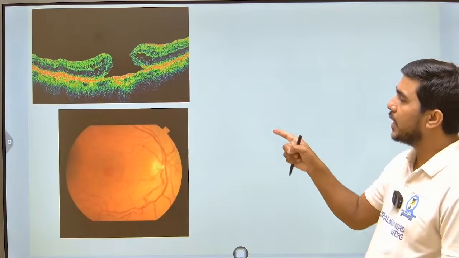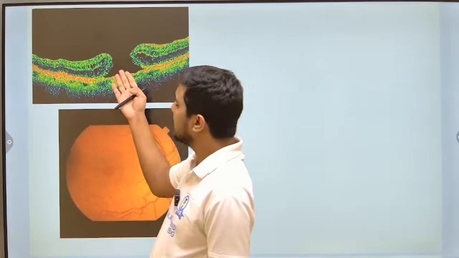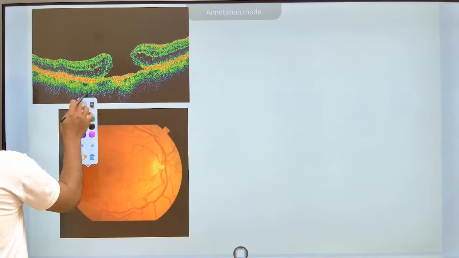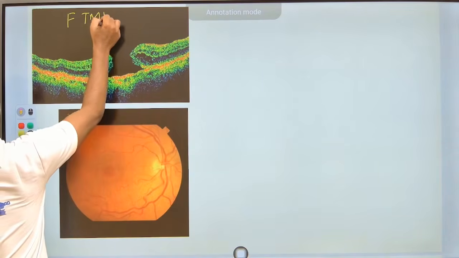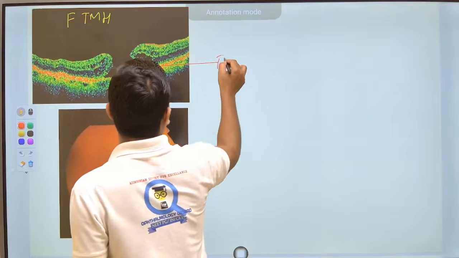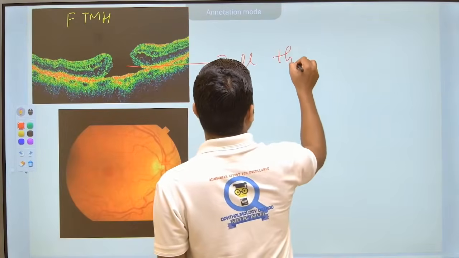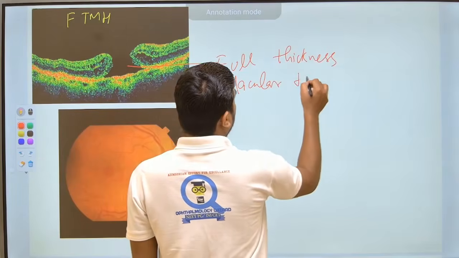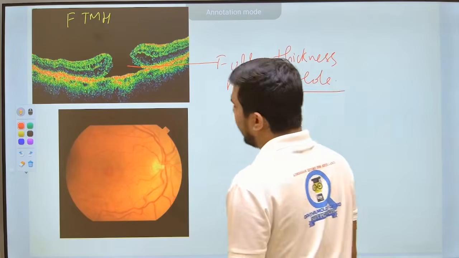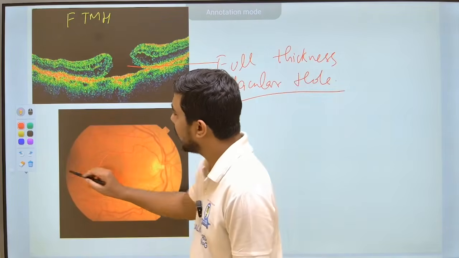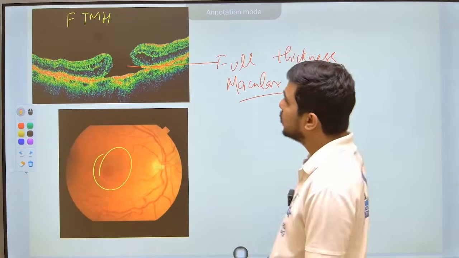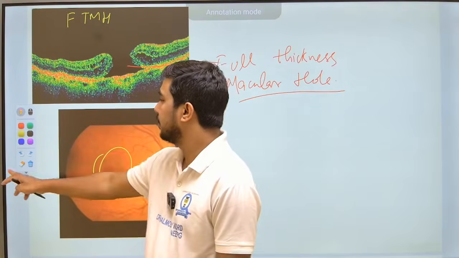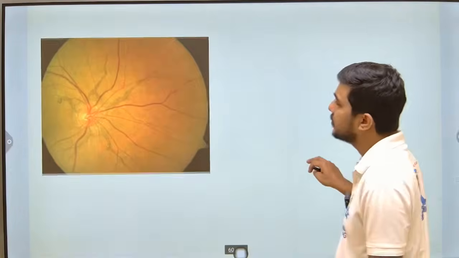Now coming to this OCT, a very simple question. This OCT is indicating nothing much to discuss here. FTMH, that is full thickness macular hole, and this is the fundus diagram of a full thickness macular hole, right? Understood? Now the treatment is surgery only. It will not heal by itself.